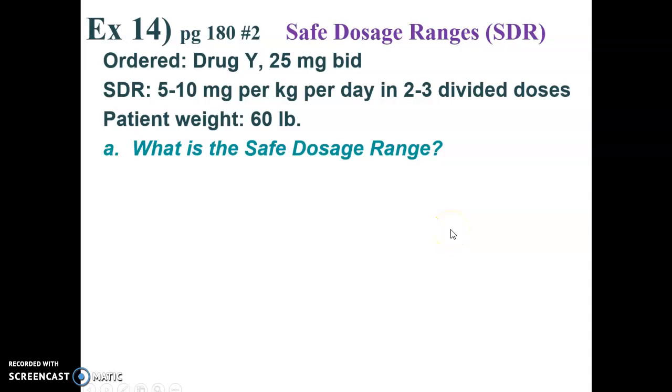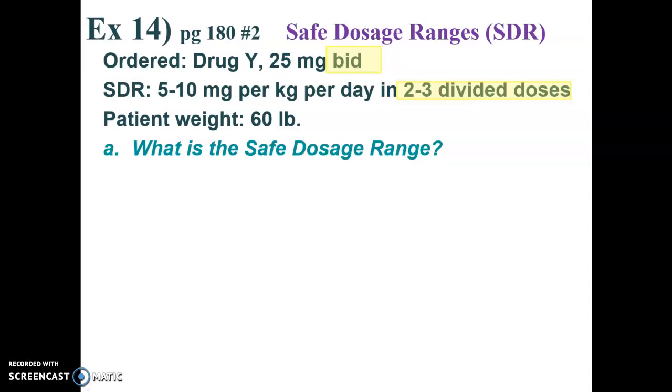Okay, here on number 14, we've got an order for drug Y, 25 milligrams BID, and the safe dosage range says 5 to 10 milligram per kilogram per day in 2 to 3 divided doses. So, check the frequency. Is BID the same as 2 to 3 divided doses? Well, BID happens twice a day, which means it is 2 divided doses. So, frequency is safe.